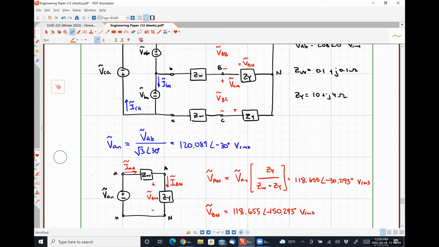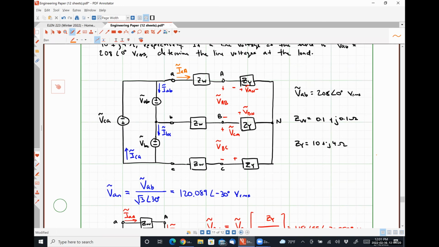Absolutely right. 100% correct. Simply taking this quantity VAN, which we know, dividing it by ZW plus ZY will give us this line current IAA. Knowing the value of that line current IAA is actually the only thing we need to know to figure out IAB. But apparently you guys don't see it just yet. That's okay.